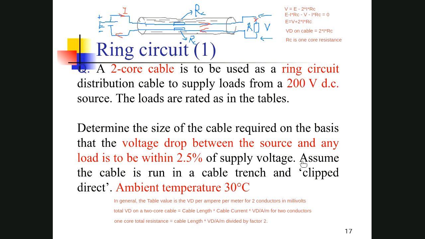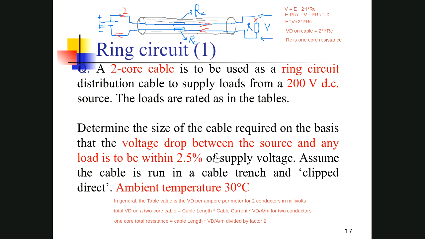Now, as I said, the cable voltage drop depends on the temperature and on the installation methods. Different methods result in different voltage drops per ampere per meter. So here, assuming that the cable is running in a cable trench and clipped direct, this is one installation method of cables. And assuming that the ambient temperature is 30 degrees, this cable will be used in such a way. This is the question itself.